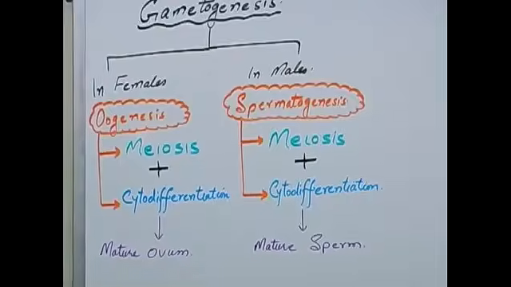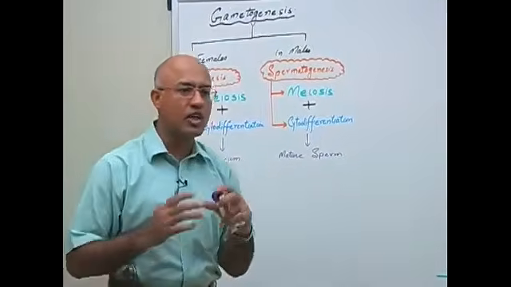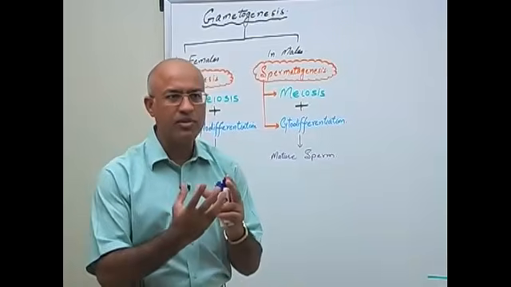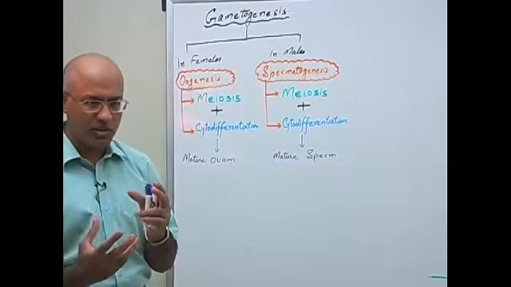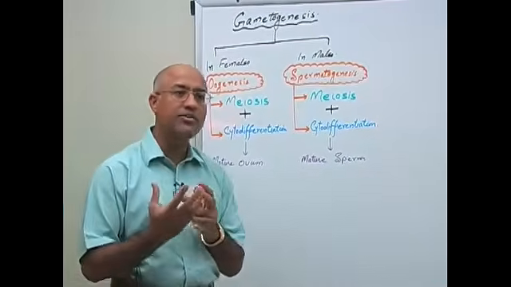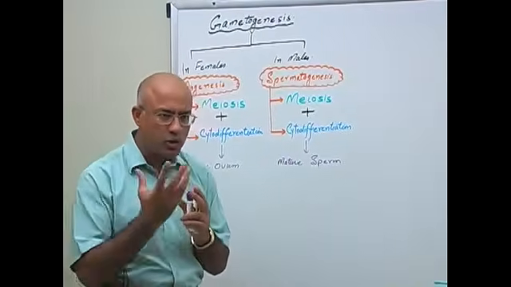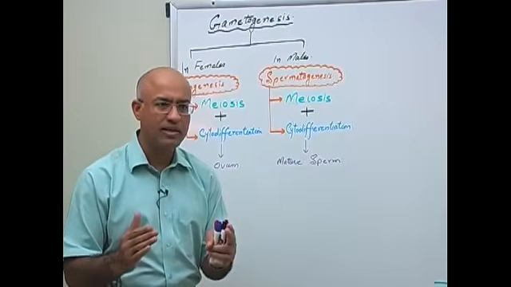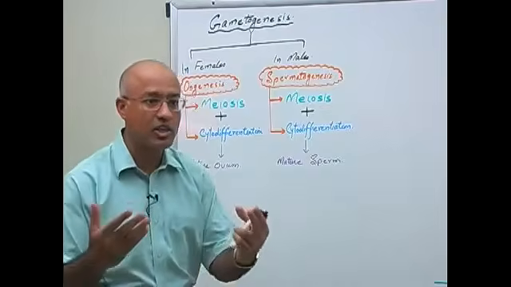So what is gametogenesis? Gametogenesis is a specialized process which occurs in the germ cells, primordial germ cells. These germ cells undergo the process of meiosis, and meiosis is a special type of cell division which occurs in two stages, meiosis I and meiosis II. During meiosis, the chromosome number is reduced to half in the final daughter cells, right? So meiosis is also called reduction division.